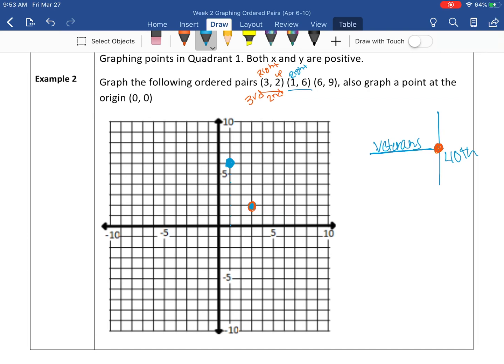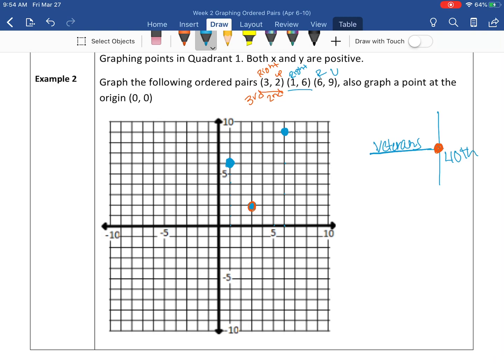Then we need to graph the intersection of 6 and 9. So we're going to go to the right 6, and we're going to go up 9. So here's 5, so over 1 more would be 6, and then we're going to go up 9. So here's 3, 6, 9, and that is how we graph our ordered pairs.